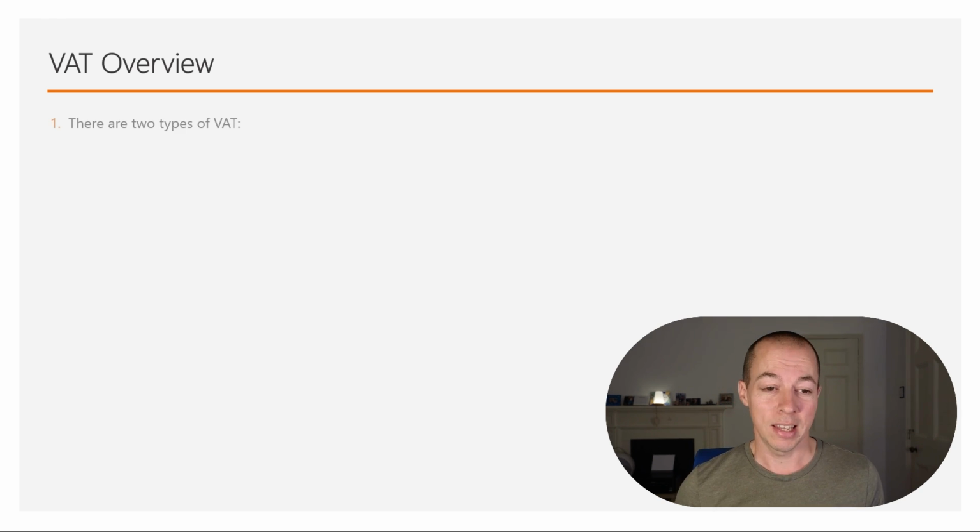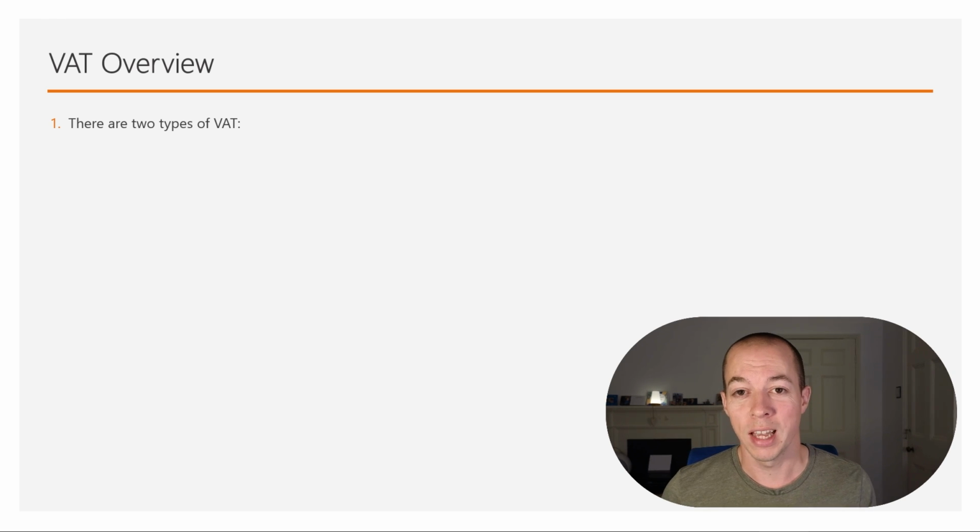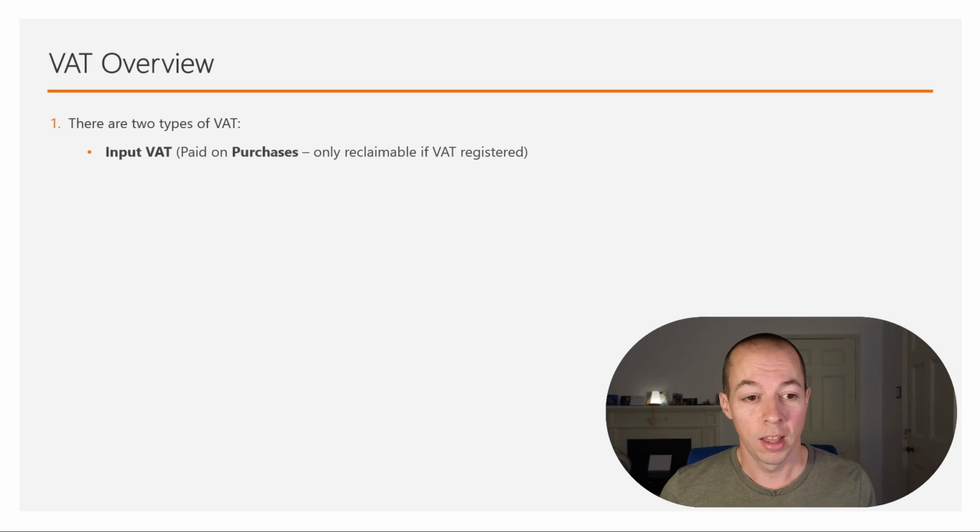So, VAT overview. There are 2 types of VAT that you need to be aware of. Number 1 is input VAT, and this is the VAT that you pay on your purchases, on your expenses. So if you buy something and it's got VAT included, that is your input VAT, and you can only claim back that VAT if you are VAT registered.